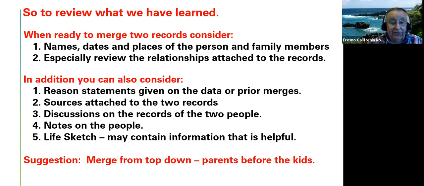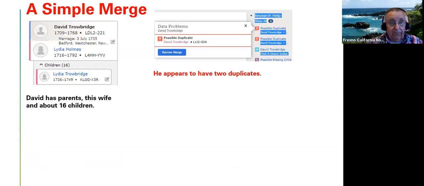And my suggestion as far as merging goes is merge from the top down. In other words, if you've got a bunch of merge issues, start the farthest up the tree you need to go, like, say, the parents. Clean the parents up before you even try to clean the kids up. Don't try the kids first and then the parents later. It'll be much harder to do that way. It's easier to work from the top down through the family if you have to do a bunch of different merges.